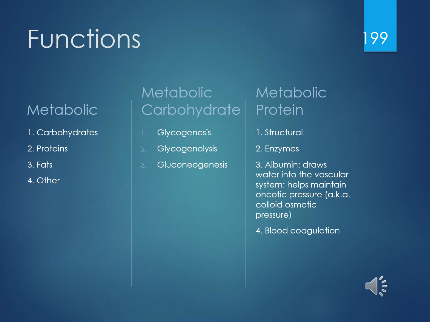For proteins, the liver makes structural proteins, enzymes, albumin. Albumin draws water into the vascular system, which helps maintain oncotic pressure, aka colloid osmotic pressure, which prevents ascites, and blood coagulation. So it makes heparin to make sure that the blood doesn't overcoagulate, and then other proteins to make sure that it coagulates enough.